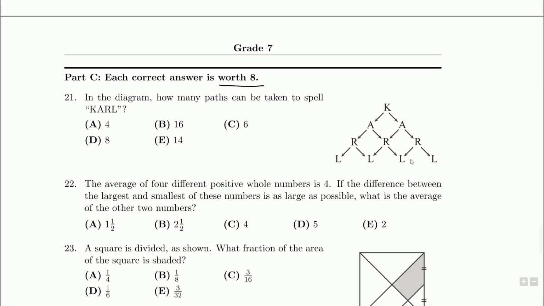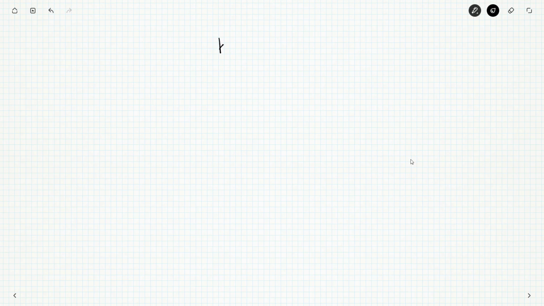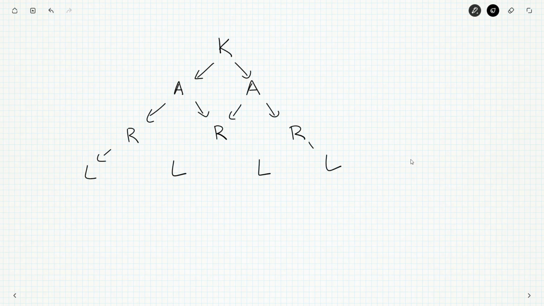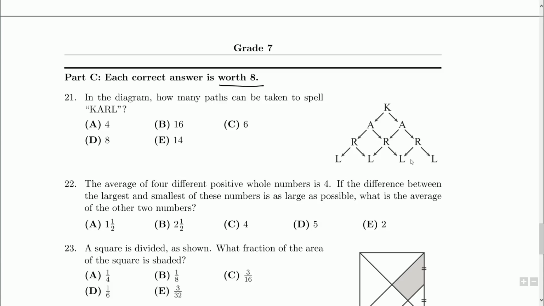Okay, well, let's copy this diagram over into our notebook. We have 3 R's and 4 L's. Now, they haven't actually said it in the question, but I think we can safely assume that you have to follow arrows. You can't just bounce around.